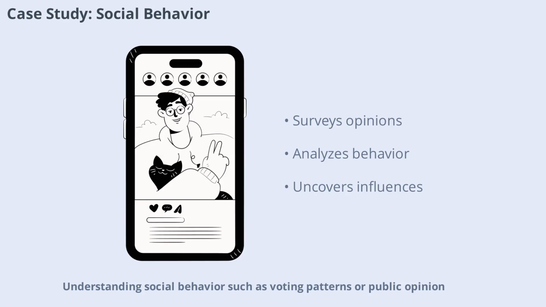Understanding social behavior, such as voting patterns or public opinion, depends on statistical surveys and analysis. By gathering and interpreting data, researchers can uncover the factors that influence how people think and act.